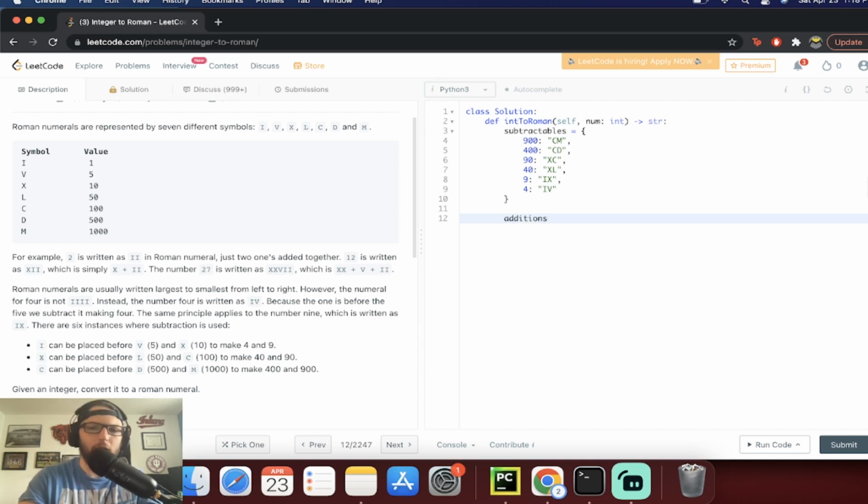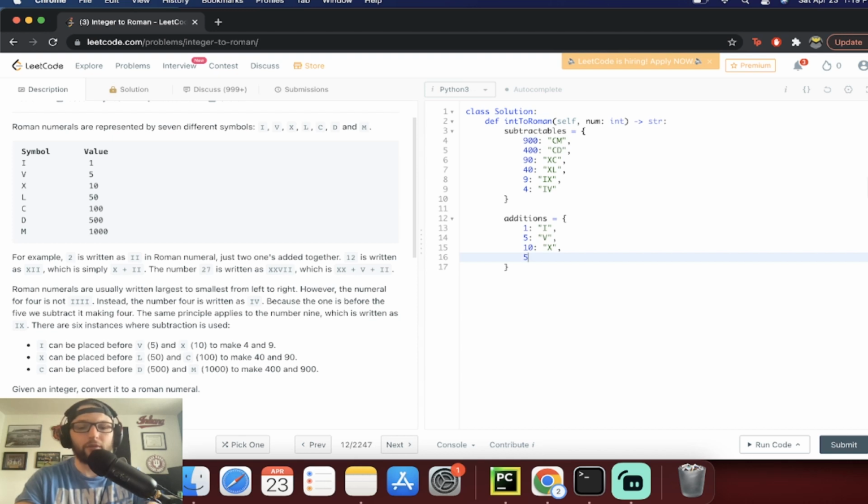Additions. I would say like additionables, but that doesn't make any sense. You know, I don't think really mine makes sense either. But the rest of them, self-explanatory, make an I. You have 5 equal to V. You have 10 equal to X.